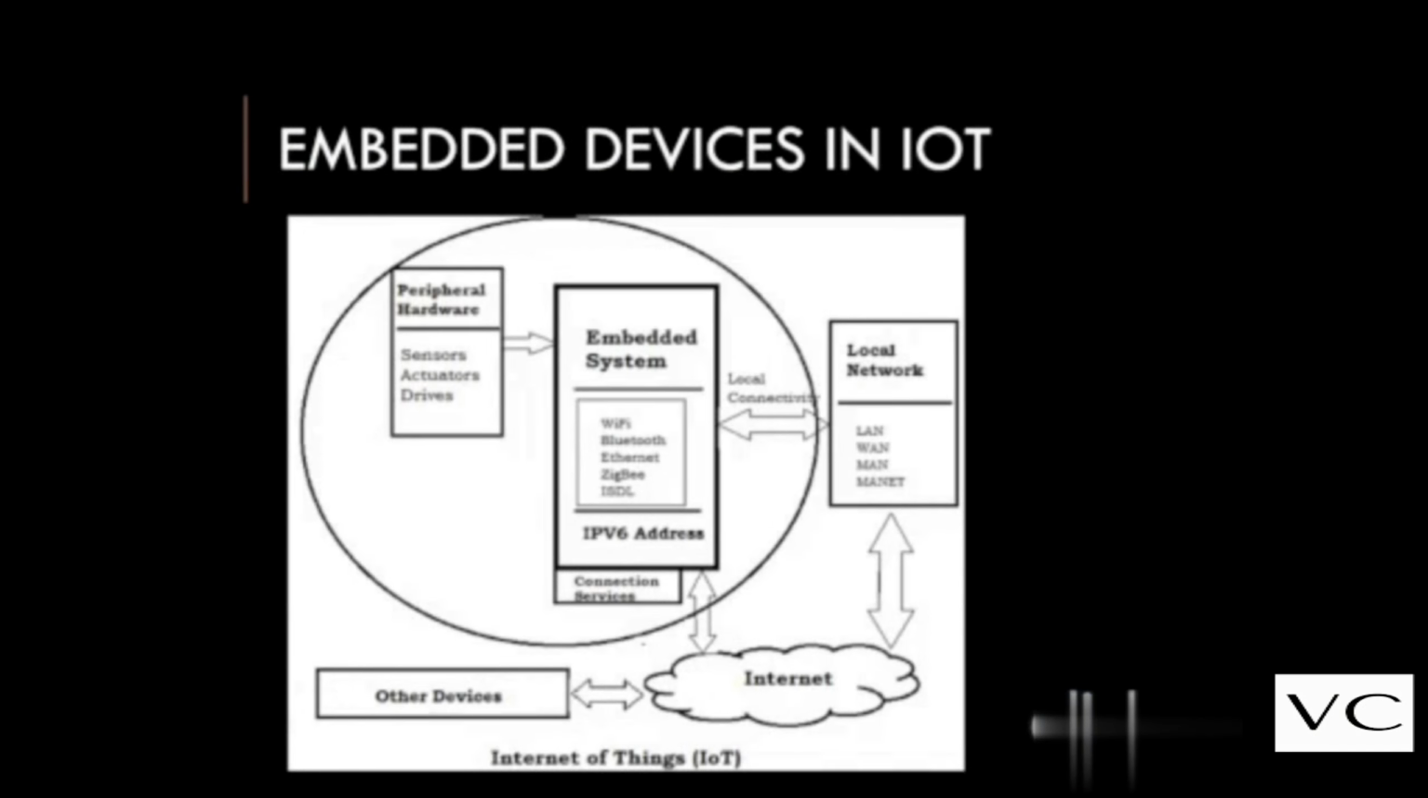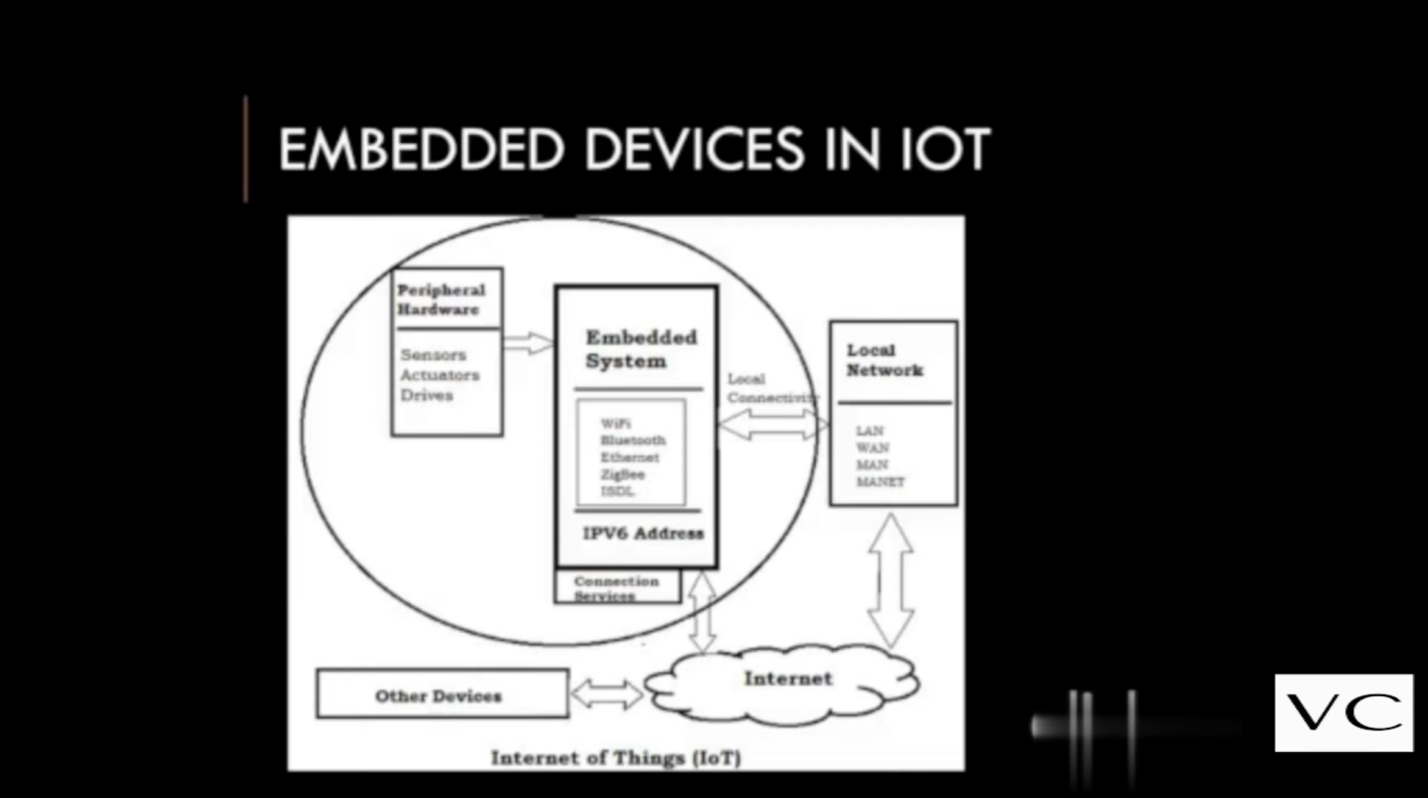So let's talk about embedded devices in the Internet of Things. Now we know what embedded systems are. So this whole circle indicates that this is an embedded system. Now what if one embedded system communicates with another over the internet? So this whole ecosystem, or environment, is called nothing but the Internet of Things.